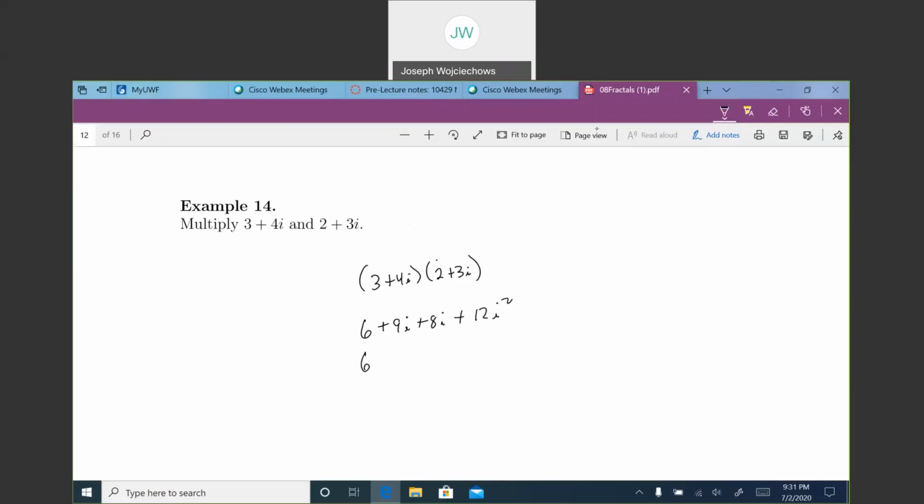So keep this 6. Add 9i and 8i, and we get plus 17i plus 12 times -1. We have 6 plus 17i minus 12. Combine like terms, and we get -6 plus 17i.